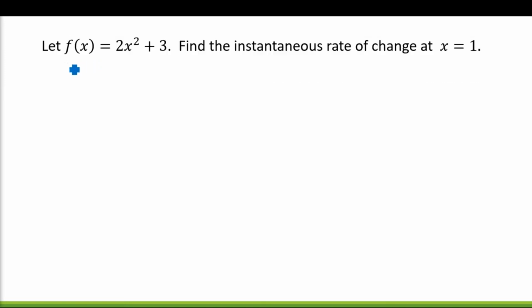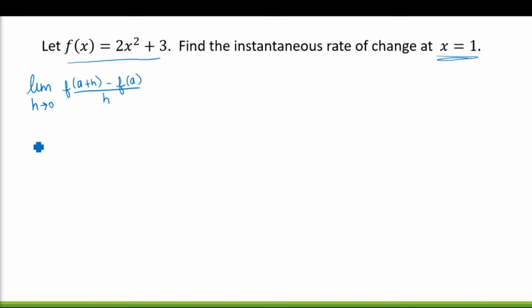So if I'm given a function, f of x equals 2x squared plus 3, and I want to find the instantaneous rate of change at x equals 1, well, remember the formula for the instantaneous rate of change at some point A. It's the limit as h approaches 0 of f of a plus h minus f of a over h.